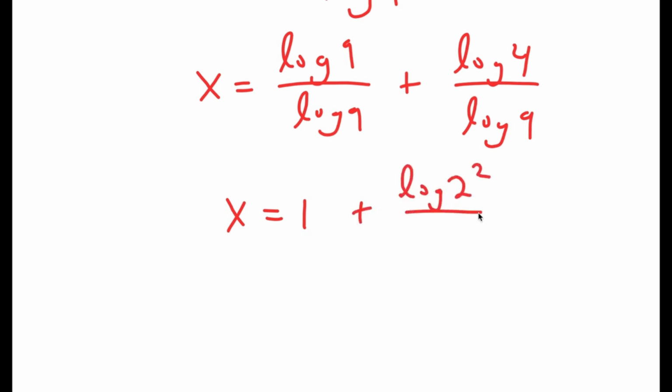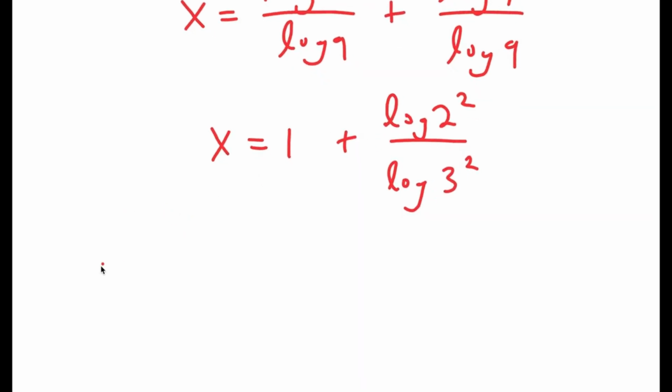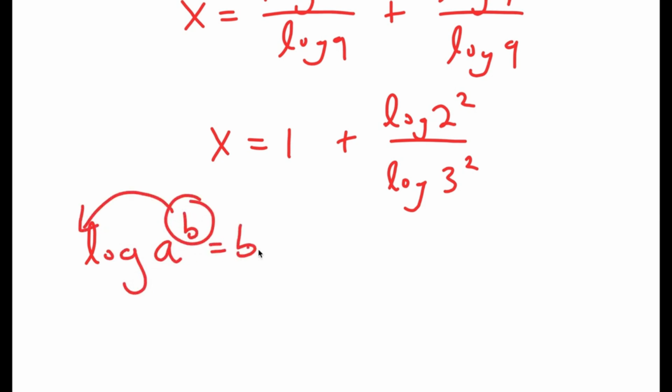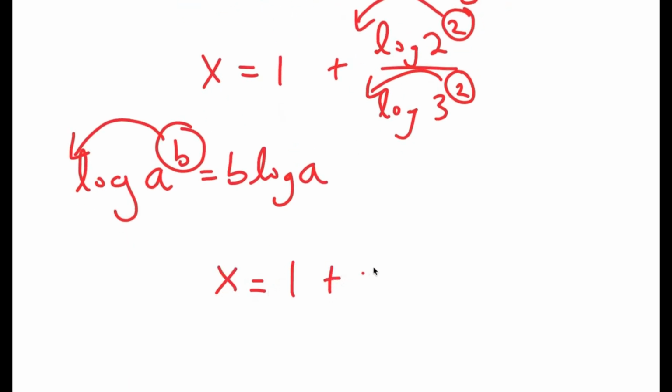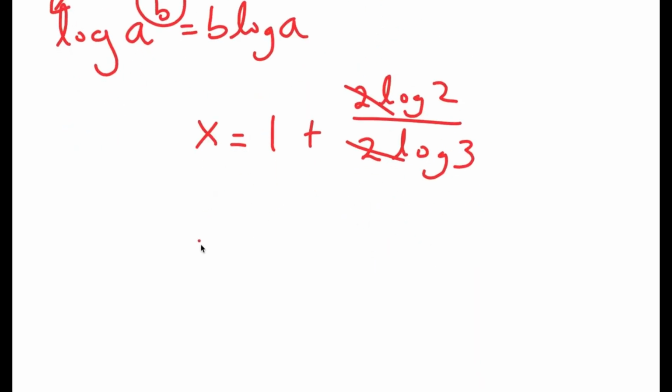log of 2 squared over log of 3 squared. And if I have something in the form log of a to the power of b, I can move this exponent b to the front, so this turns into b times log a. In this case, I can move 2 to the front over here, 2 to the front over here, so I get x is equal to 1 plus 2 times log 2 over 2 times log 3. From here I can cancel out these two 2's, so I get x equals 1 plus log 2 over log 3.